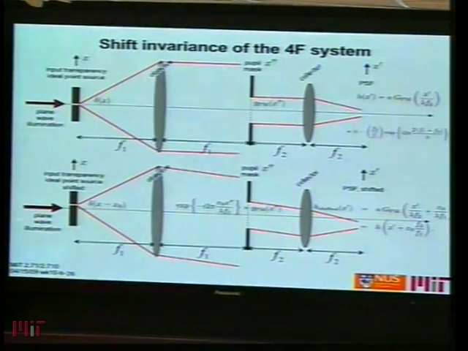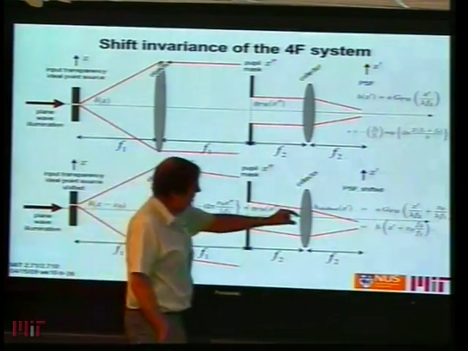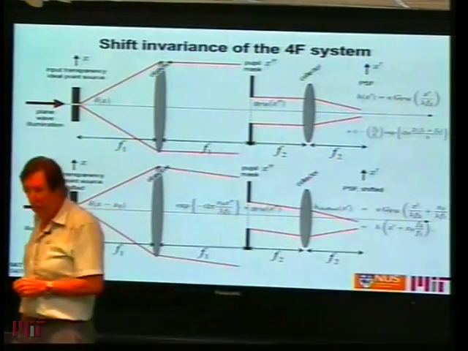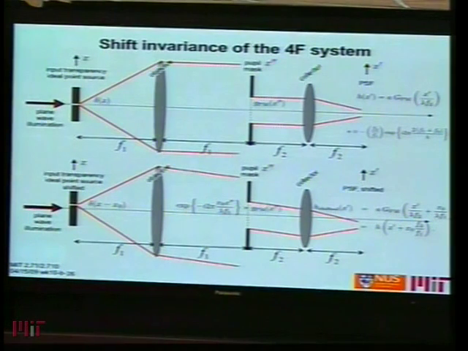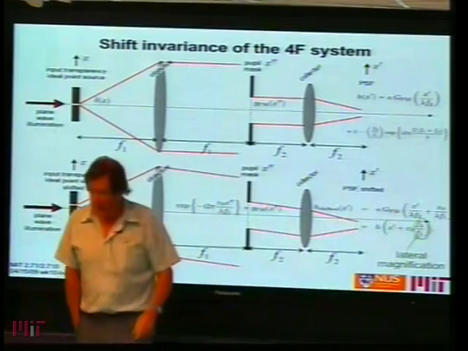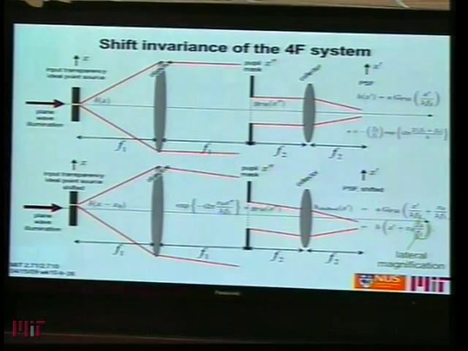But the important thing to notice is that apart from this shift, this function is the same as the function was before. So what that means is that this is what's called shift invariant. It means that the image of a point is independent of where the point is, right? So that's a very important property, which simplifies things tremendously. And here's a note just to say that that is the lateral magnification of this system as we described before.